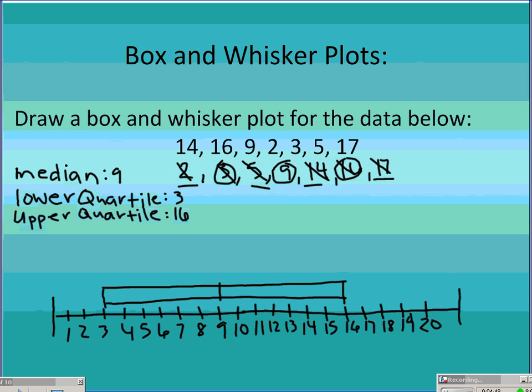Finally, plot the lower extreme, your lowest number, and the upper extreme, your highest number, on the number line. This part represents the whiskers.